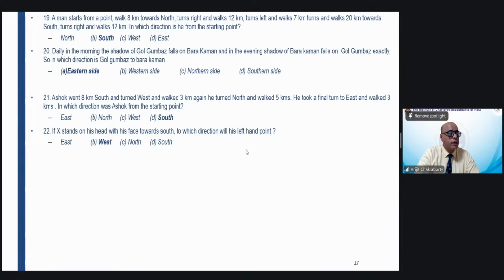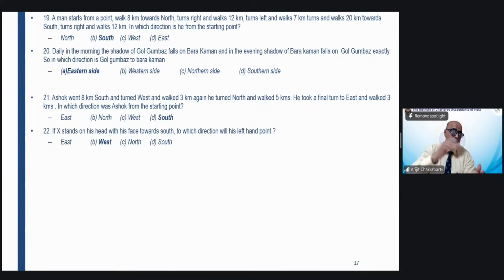Angel is asking question number 20. Please explain once more. Question number 20 is Gol Gumbaz and Bada Kaman. Angel, please try to understand. In the morning, the question says कि Gol Gumbaz का जो shadow, it is falling on the Bada Kaman. This is only possible, आप सोचो, क्योंकि ईस्टर्न साइड से सूरज, the sun is rising from the east. Okay. So ईस्टर्न साइड में गोल गुंबज है, इसीलिए उसका शैडो इज फॉलिंग ऑन द बड़ा कमान.